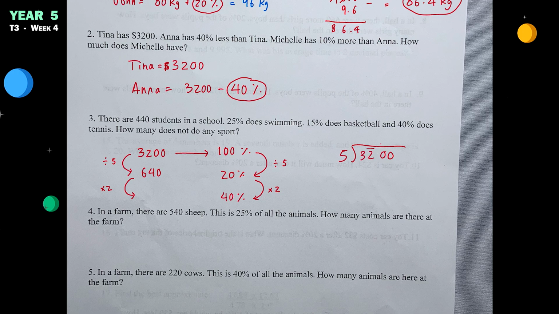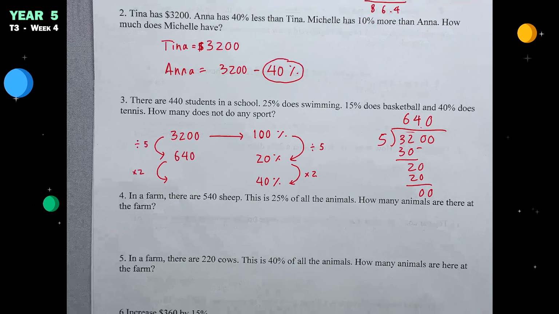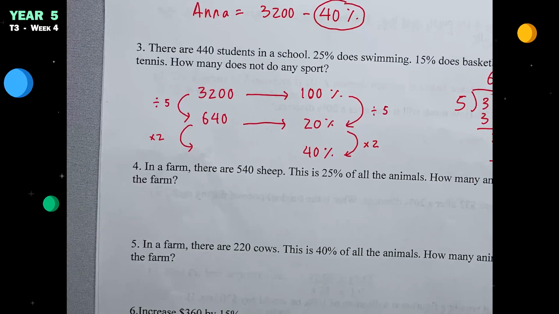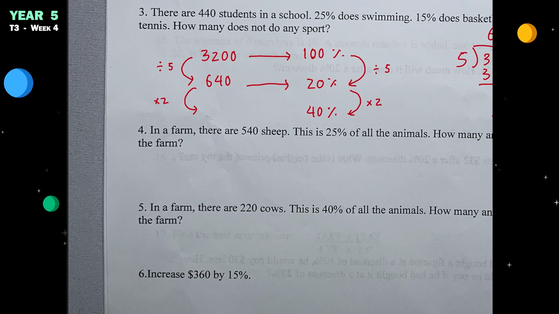Okay, 3, 2. All right, 32 divided by 5 would be 6. 6 times 5 is 30. Take away, 2. 20 divided by 5 is 4. 5 times 4 is 20. That's 0, and then bring a 0 down. 0 divided by 5 is 0. There you go, 640. That's the quick method. I'll show it to you in more detail next time if I have a chance. But we have a lot of questions to go through, so we won't be doing that today.